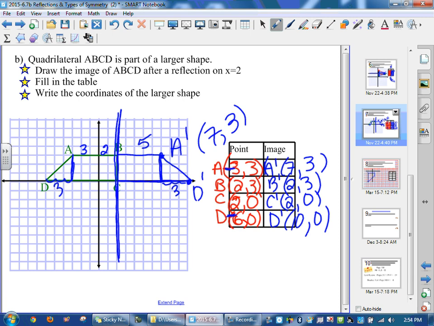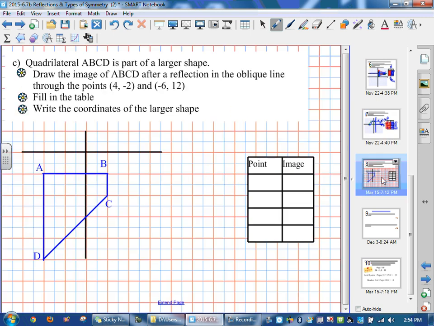One last one to look at. The grid doesn't show up for us either. Your grid doesn't show up on this one? Okay. They don't usually show up. They usually don't show up. I'll have to photocopy them darker.